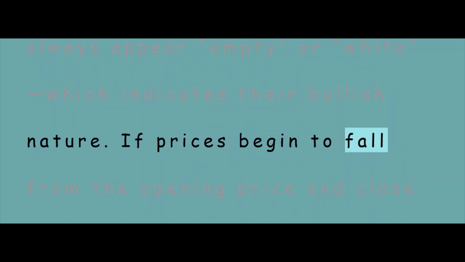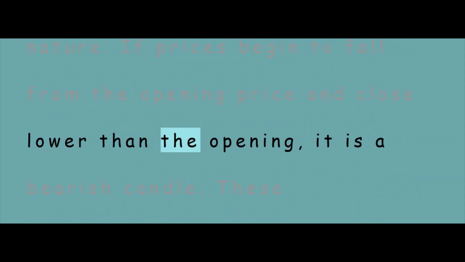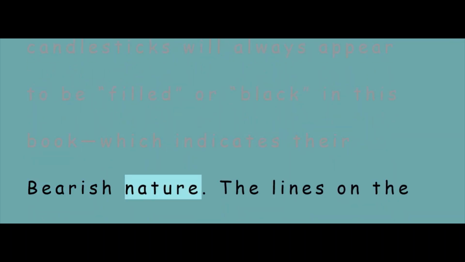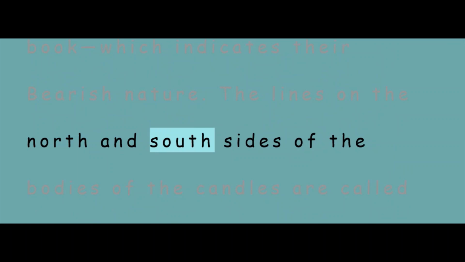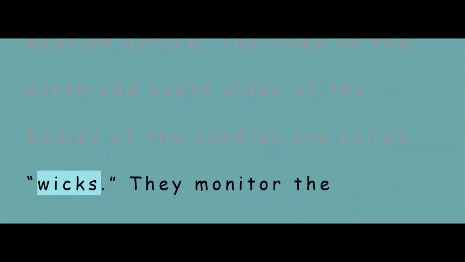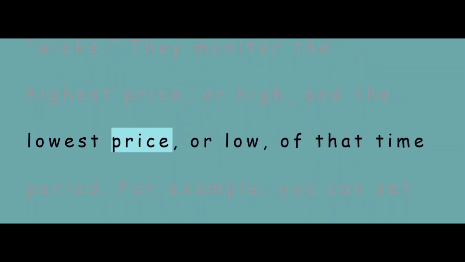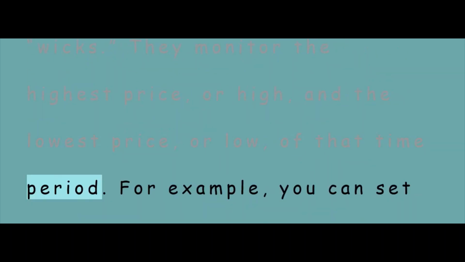If prices begin to fall from the opening price and close lower than the opening, it is a bearish candle. These candlesticks will always appear to be filled or black in this book, which indicates their bearish nature. The lines on the north and south sides of the bodies of the candles are called wicks. They monitor the highest price, or high, and the lowest price, or low, of that time period.